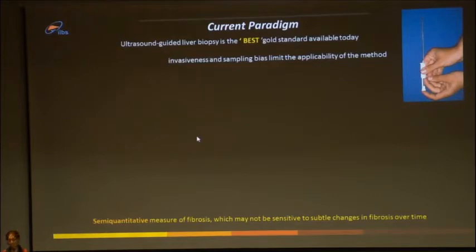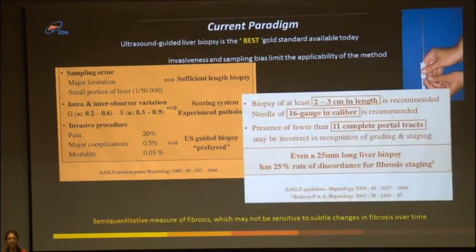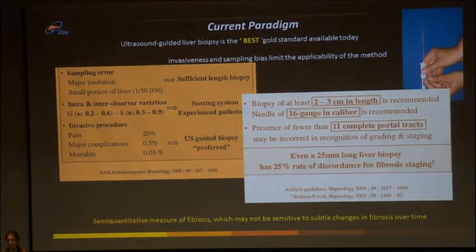It may not be sensitive to subtle changes in fibrosis over time. And of course, we have the grading of fibrosis on biopsy also from 0 to 4, or let's say 5. So there are only about 5 levels of measures of fibrosis even on a biopsy. You may not have a sufficient length of biopsy, a scoring system. You need an experienced pathologist. You need an ultrasound guided measure. So you do need all these variables there also.